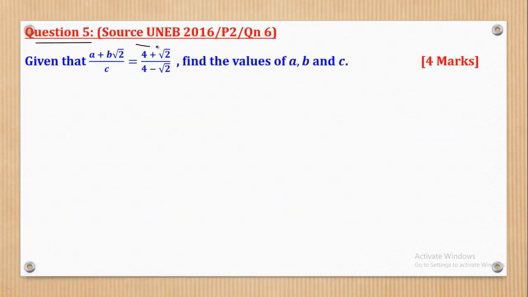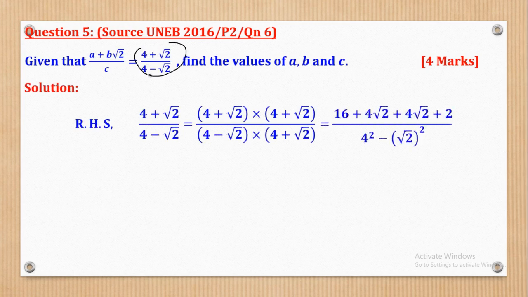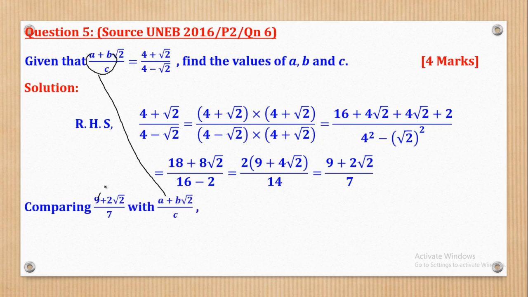Then question 5 came from UNEB 2016 paper 2 question 6 and says given that this is equal to this, find the values of A, B and C. So I'll start from the right hand side, which is this. So then I rationalize because there is a surd in the denominator. So rationalize to come up with this step, then difference of two squares in the denominator. Here I'll open brackets, come up with that. Then collect like terms, we come up with this for the numerator and this for the denominator. And in the end, this will be the value, the outcome. Then from there, I'll now compare with this left hand side. So when I compare, A is 9, B is 2, and C is 7. And that's what they wanted.